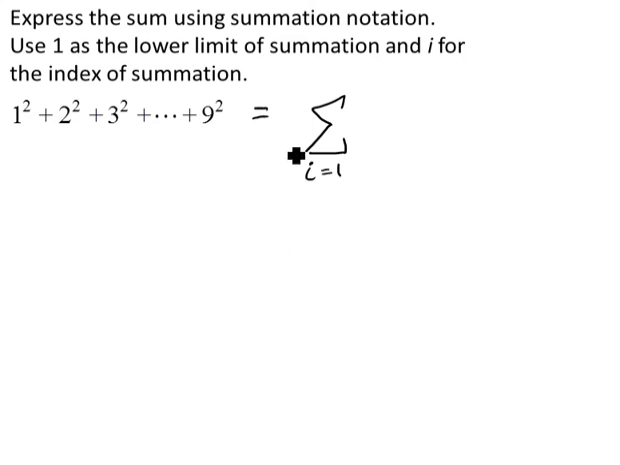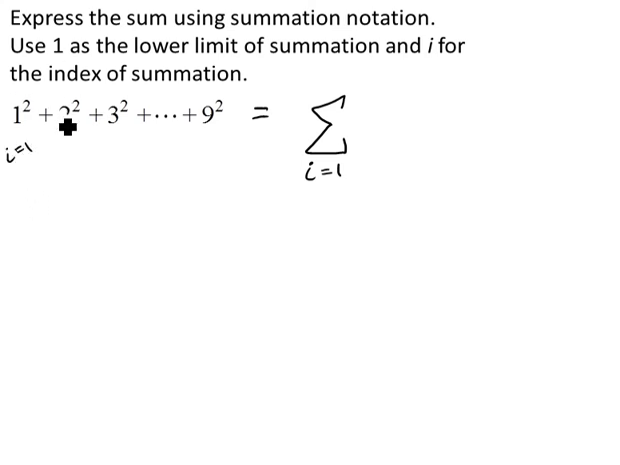We need to figure out what our upper limit of summation is going to be, so when we stop. And we also need to figure out what our expression is that would generate this pattern that we see from one term to the next. So to try to figure out what that pattern is, here in our first term we have 1 squared. So we want to get 1 squared when we plug a 1 in for I.